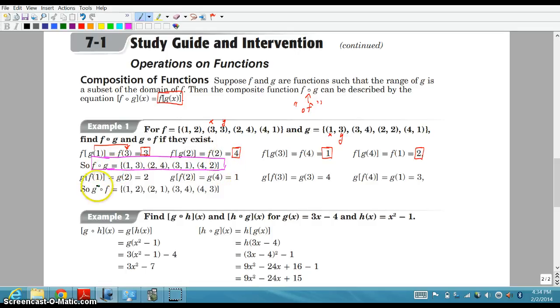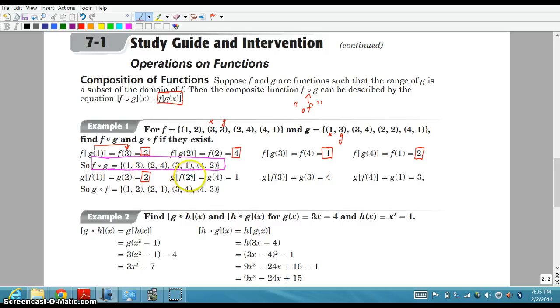Moving on, g of f of 1, same type of thing. This time, of course, we're looking at f of 1. So f of 1 is 2. Therefore, now g of 2 is what we're looking at. We go to the g function. There's g of 2, which gives us an output of 2.